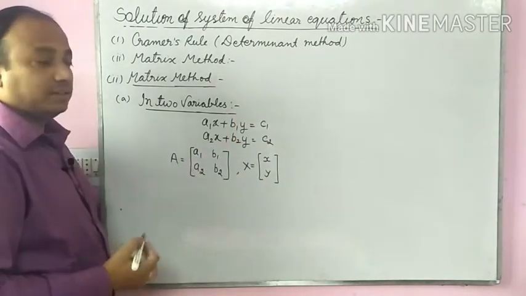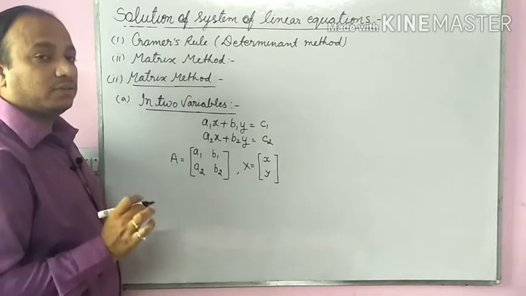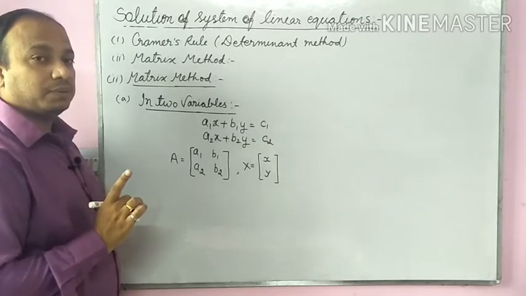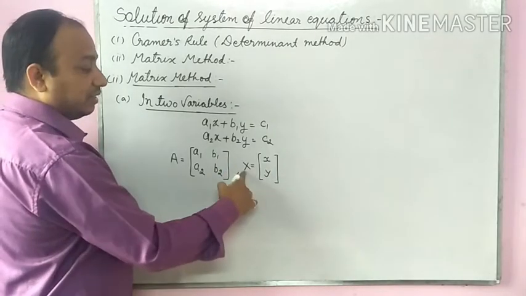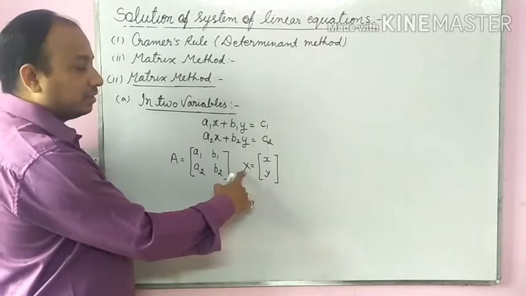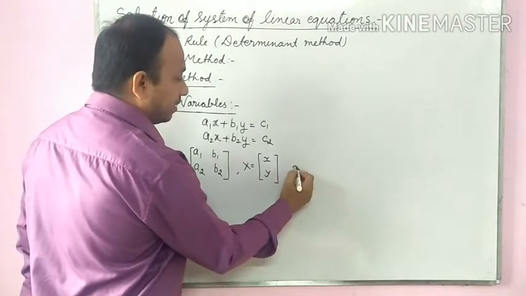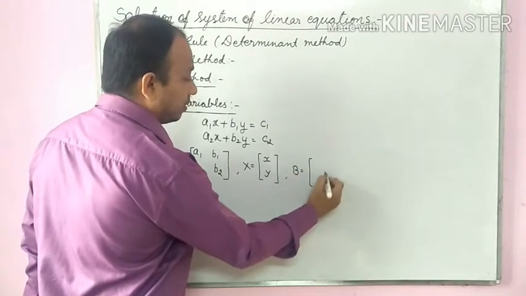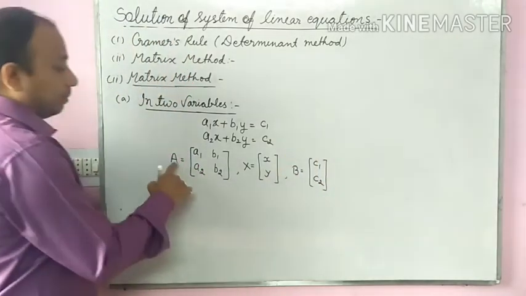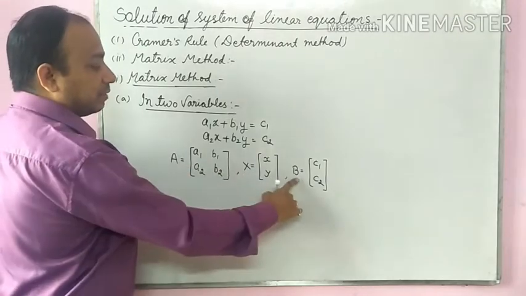What is a column matrix? A matrix is said to be a column matrix if it contains only one column. The number of rows can be any, but the number of columns must always be one. Capital X is the matrix formed by the variables in a column matrix. And matrix B is the matrix formed by the constants and arranged in a column matrix. So we have matrix A, matrix X and matrix B.